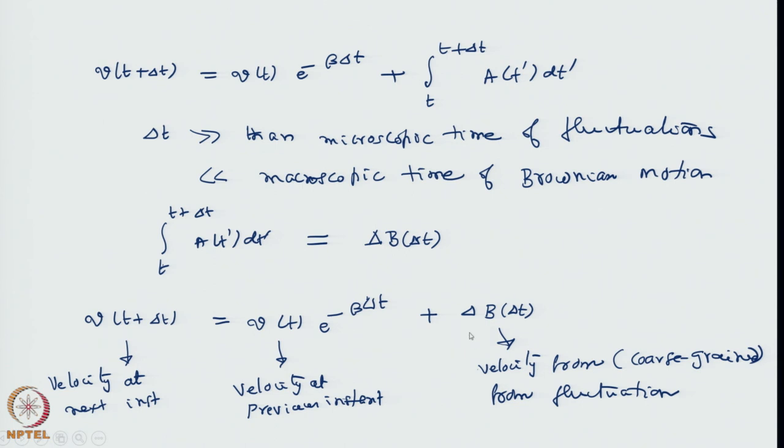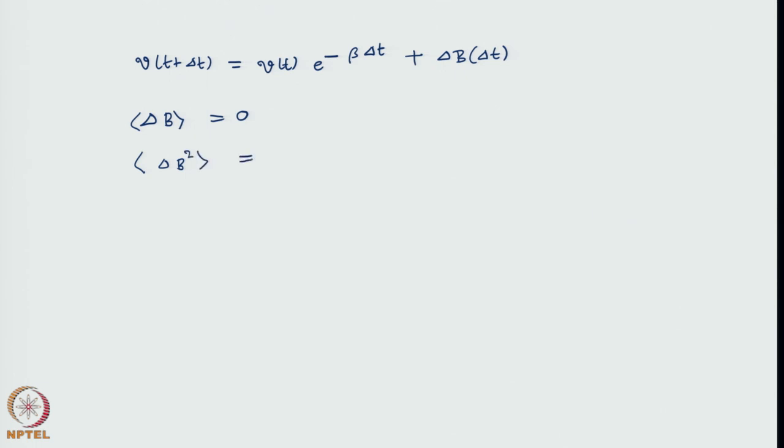So, we carry out an integration of this. We now solve the modified Langevin equation of the form v at the next instant t plus delta t equal to v t e to the power minus beta delta t plus delta b, which of course is a function of delta t, under the rule that delta b average is 0 and delta b square average is given by gamma delta t.